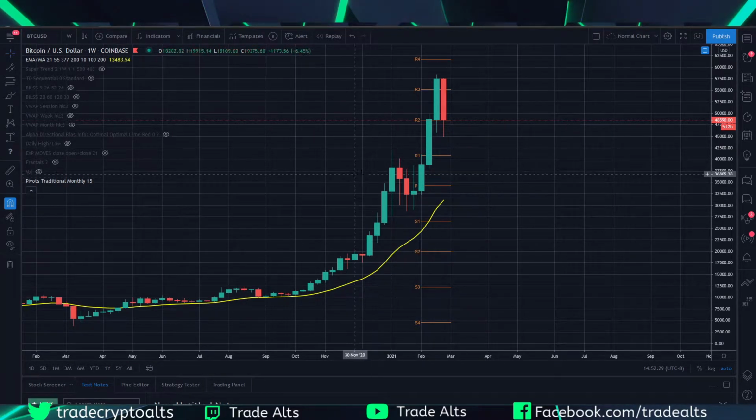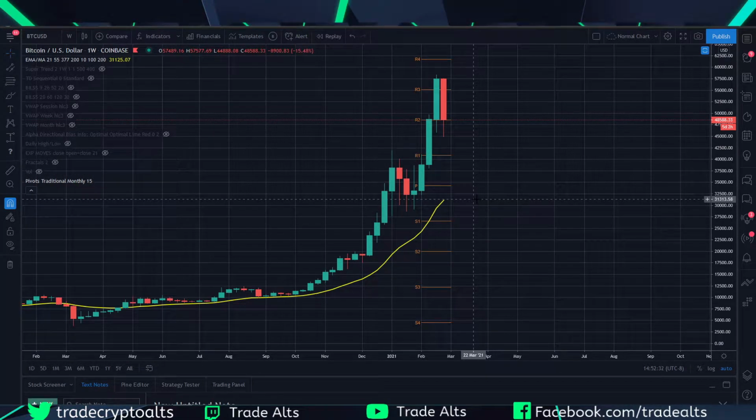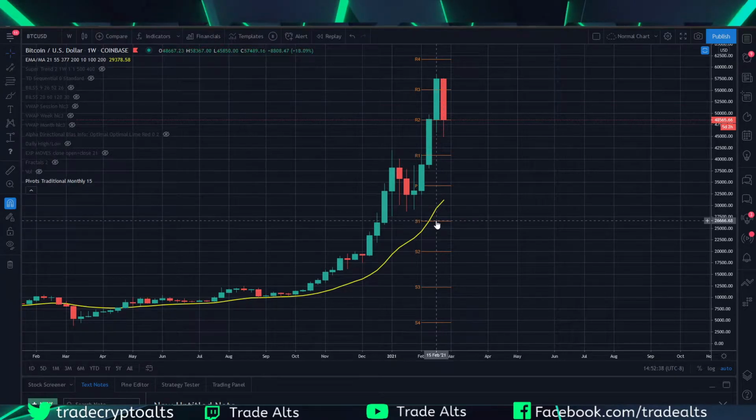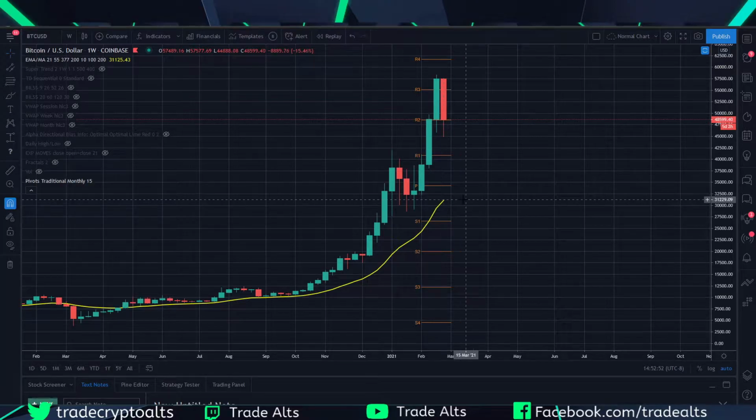So where is the 21 EMA right now? Around $31,123, and this is rising really rapidly. So if I were to go back a week, you can see it was $29,380 about. Then you move to this week, and we're sitting at $31,124. This is where your EMA actually is. So it rose a couple thousand just from last week.